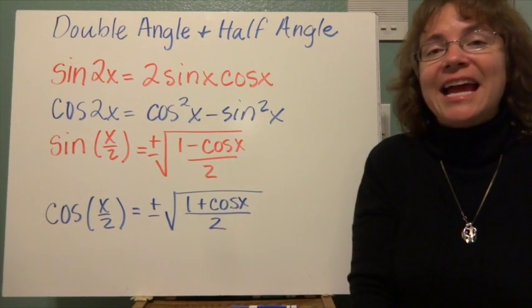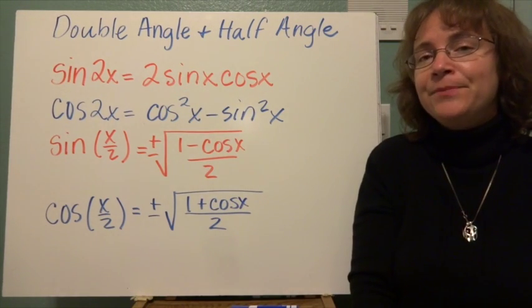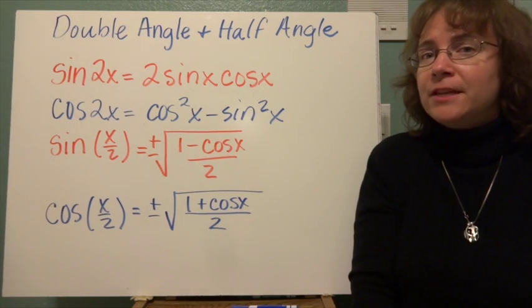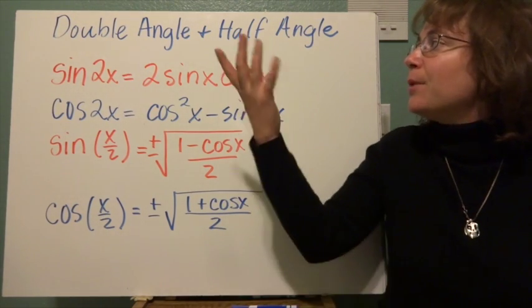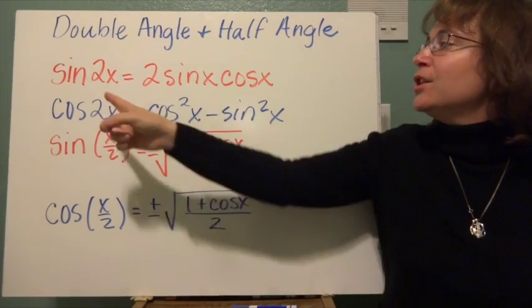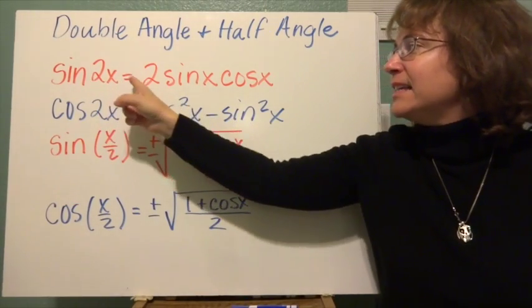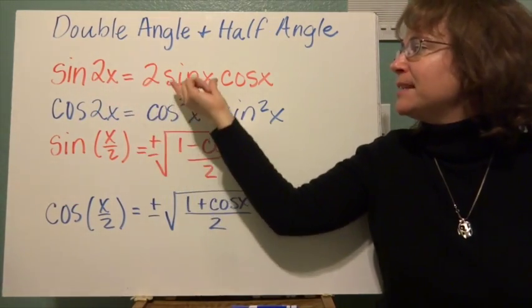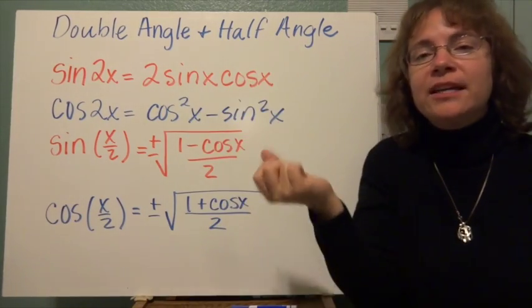Using double angle and half angle identities. So we've looked at ways to maybe prove these, and now we're going to see how they're used. So we have sine of 2x is equal to 2 times the sine of x times the cosine of x.